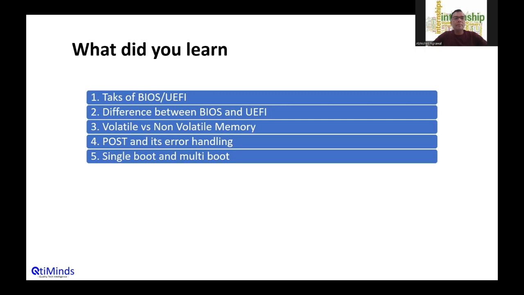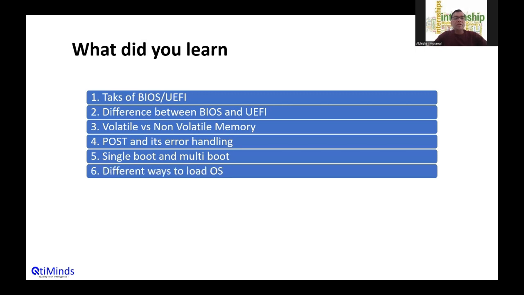Okay. Moving ahead. What are the different ways to load the OS? Yes, you're right. We learned three ways to load the OS. One is a hard drive. The second one is a network. And which one is the third one? Yes, CD-ROM or USB. So this way, you have different ways to load the OS.